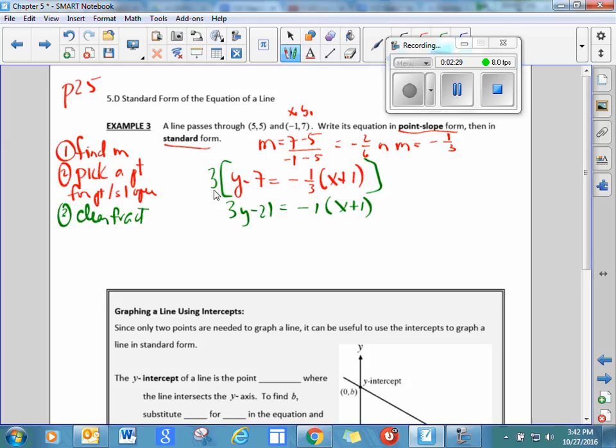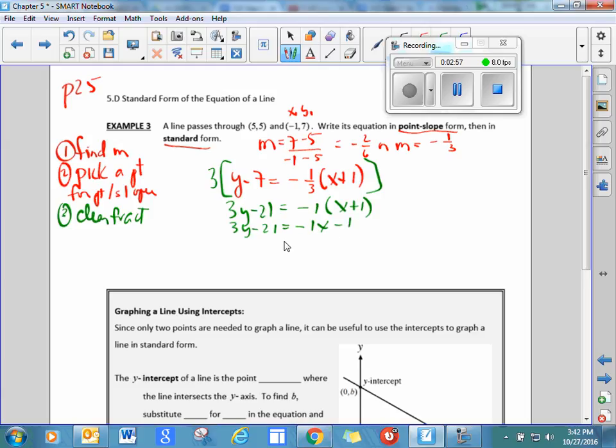You don't have to multiply this 3 times this x plus 1. This is all one term. So once you do the multiplication with the 3 down here, you're good to roll. So this is all good now, but we need to distribute. In order to get the x and the y together, which is the format for standard form, we need to get the x out of the grouping symbol. So 3y minus 21 is equal to minus 1x minus 1.